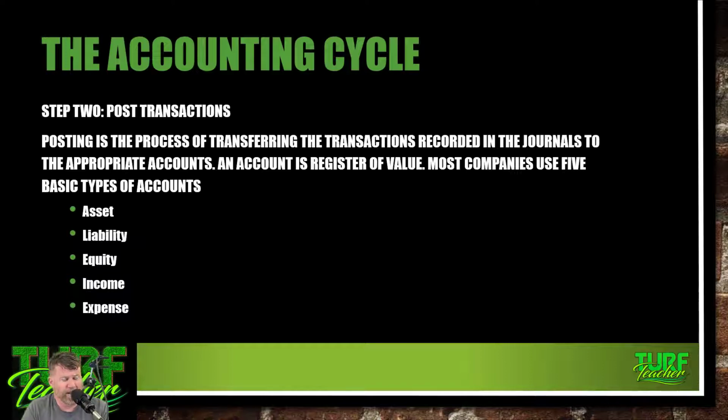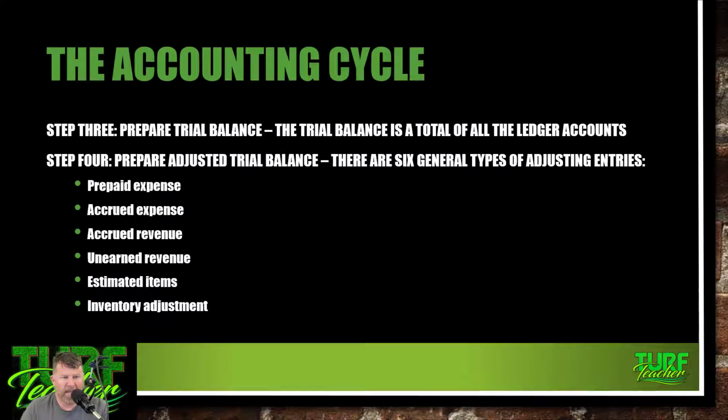Income is what you're bringing in. You're using that dump truck on someone's property, hauling mulch and stuff. You're bringing in income. An expense would be the oil in that truck, the gas in the truck, your labor, and the mulch used at that job. But you're gonna post most of this stuff in these 5 accounts. Step 3, you're going to prepare a trial balance. The trial balance is a total of all the ledger accounts. And then step 4, you're going to prepare an adjusted trial balance.